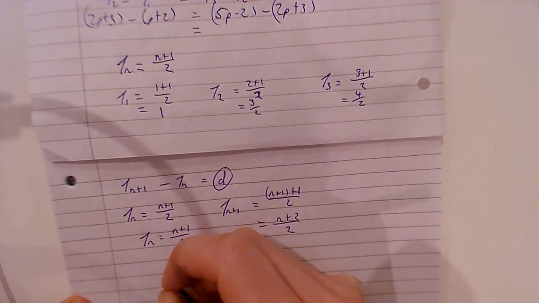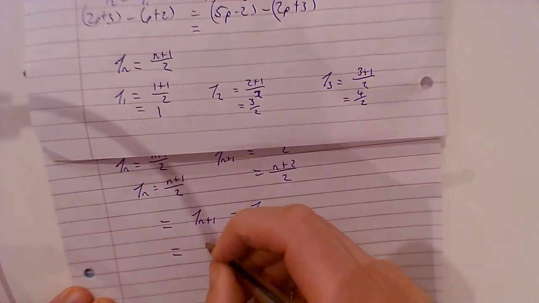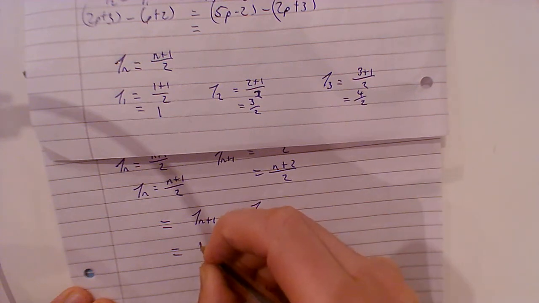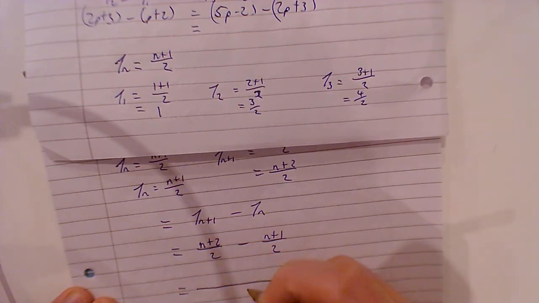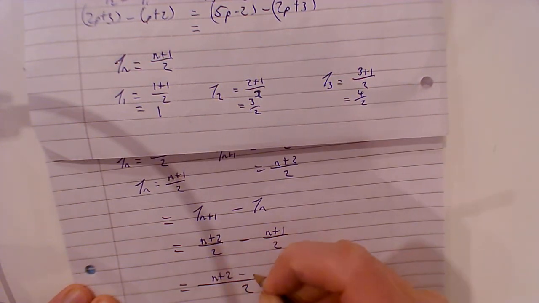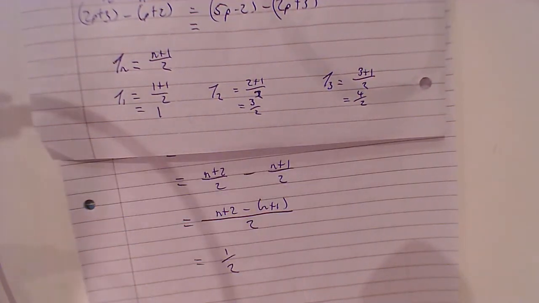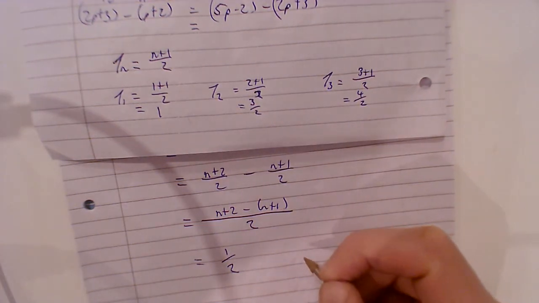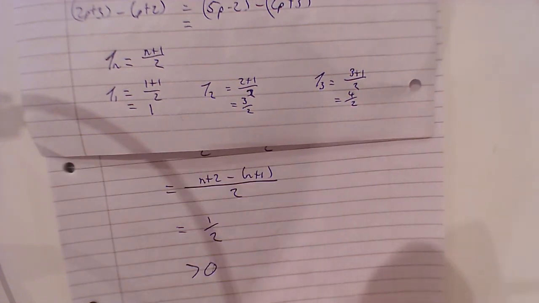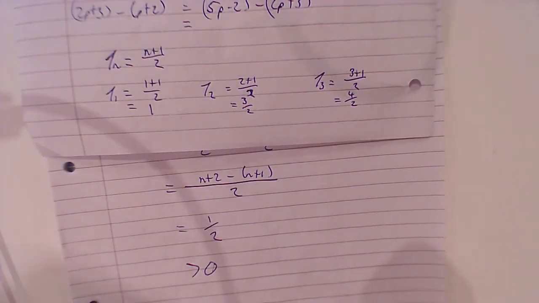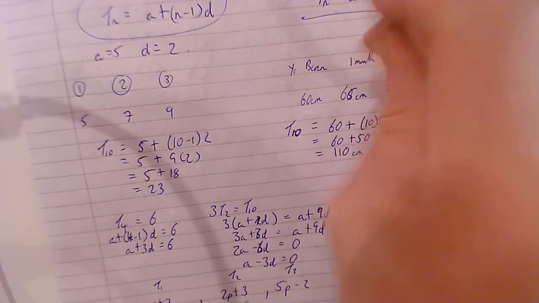So therefore, t n plus 1 minus t n is n plus 2 over 2 minus n plus 1 over 2. Put it all over 2. That's n plus 2 minus n plus 1. That's going to give us a half, which is a constant. Therefore, it's arithmetic, and therefore it's increasing. Why is it increasing? Because it's greater than 0. It would be decreasing if it's less than 0. Okay? Please, though, do not forget about the first part. Do not forget about this.